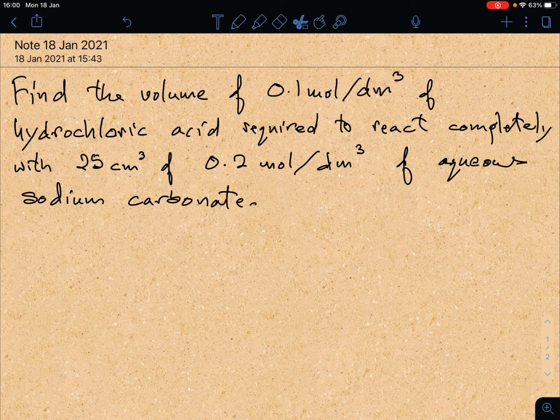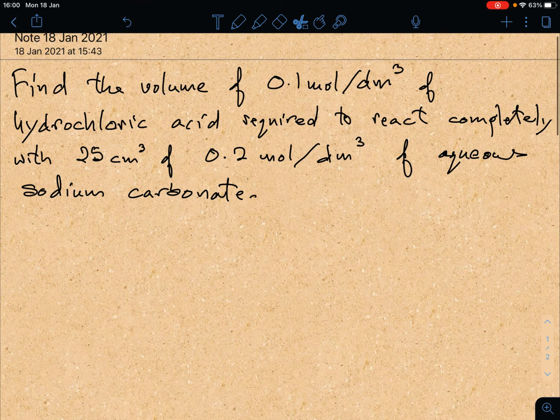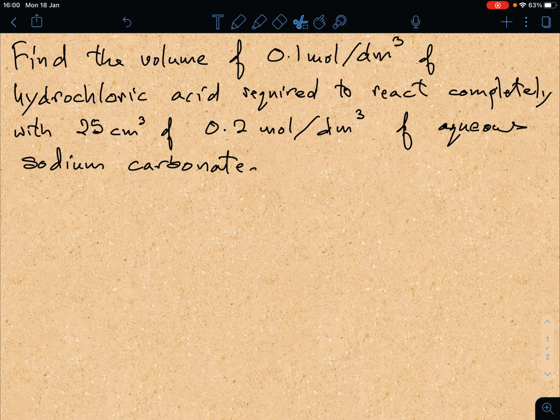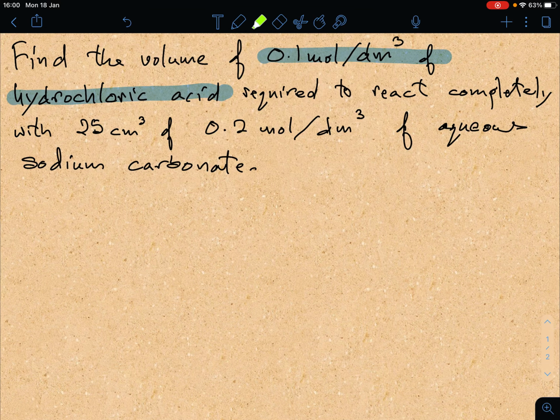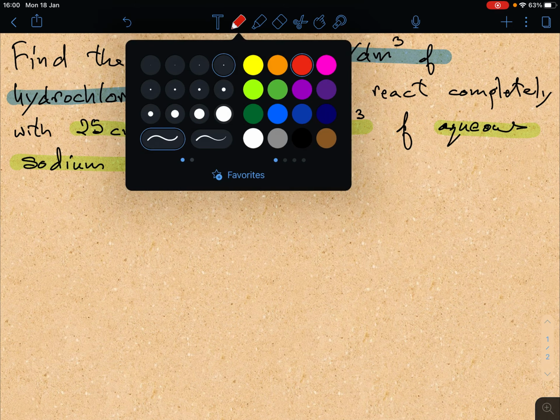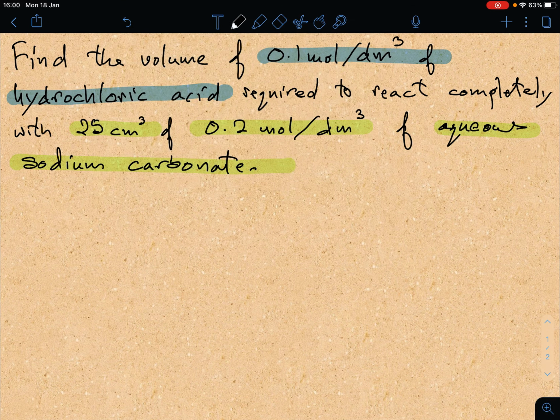We have a question from my student. We are required to find the volume of 0.1 mole per cubic decimeter of hydrochloric acid that is required to react completely with 25 cubic centimeter of 0.1 mole per cubic decimeter of aqueous sodium carbonate. Alright, let's get going.